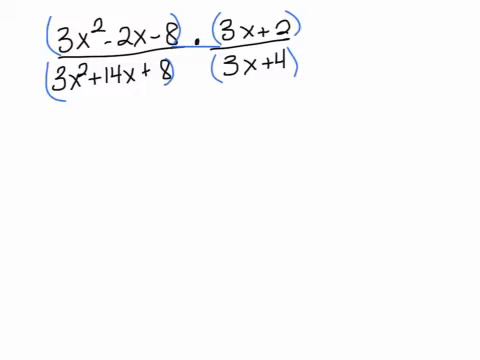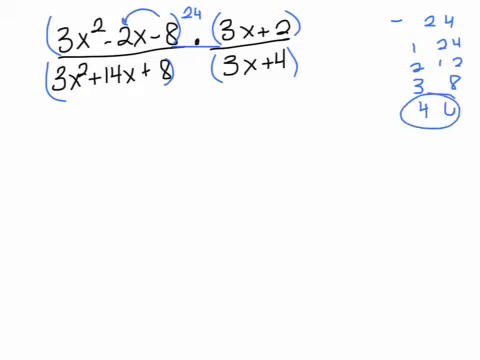I'm going to take 3 times 8, which is 24. So I need factors of a negative 24, which are 1 and 24, 2 and 12, 3 and 8, 4 and 6, and I can stop there because I need to subtract to give me a negative 2. So if I go a negative and a positive, then I can write it out. I have 3x squared, minus 6x plus 4x minus 8, because those together give me a negative 2.